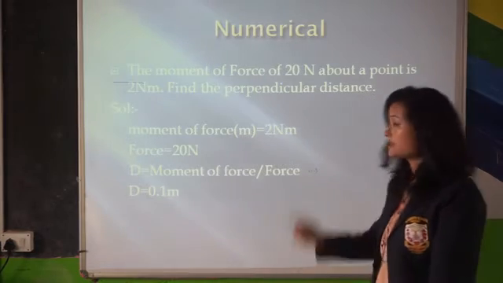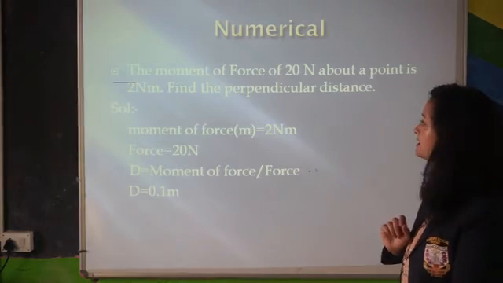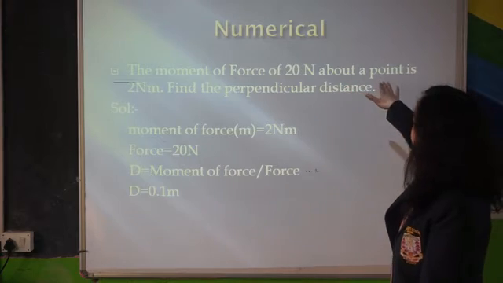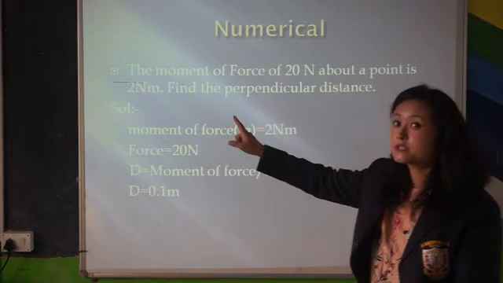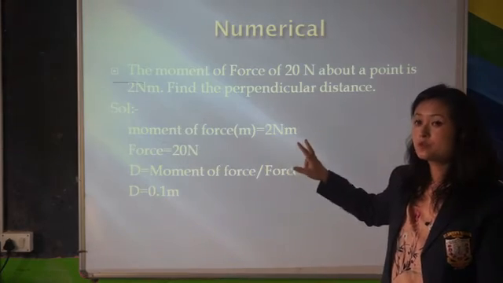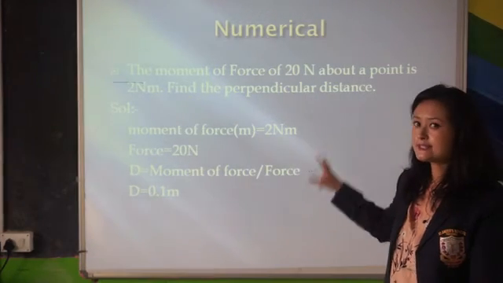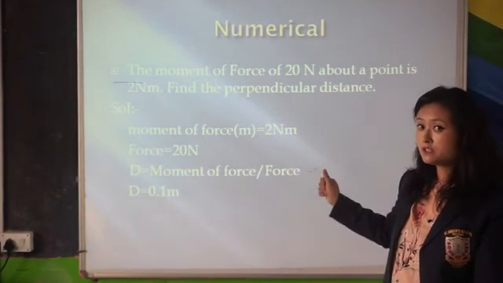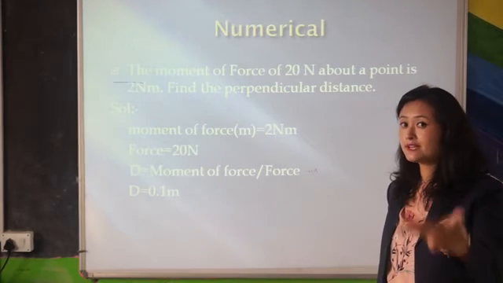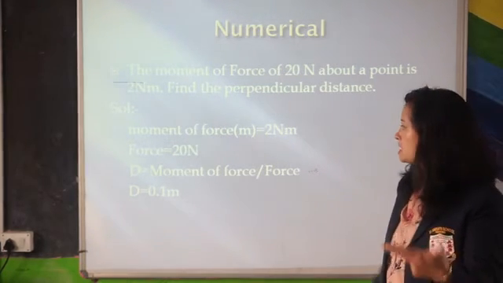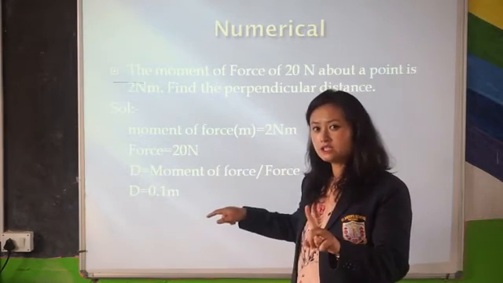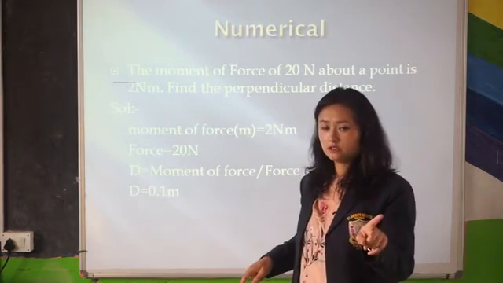The next numerical that we will be doing today is: the moment of force of 20 Newton about a point is 2 Newton meter. Find the perpendicular distance. Now here, the question is asking you to find the distance. So what should be given? Moment of force and force. Because these are the three factors that are related to moment of force. So the formula for moment of force is F into D, and you have to find D.